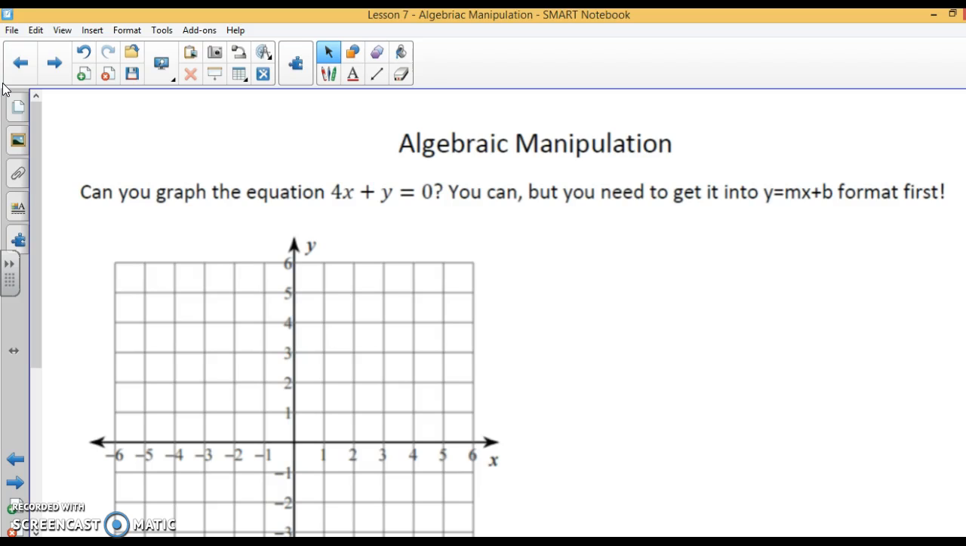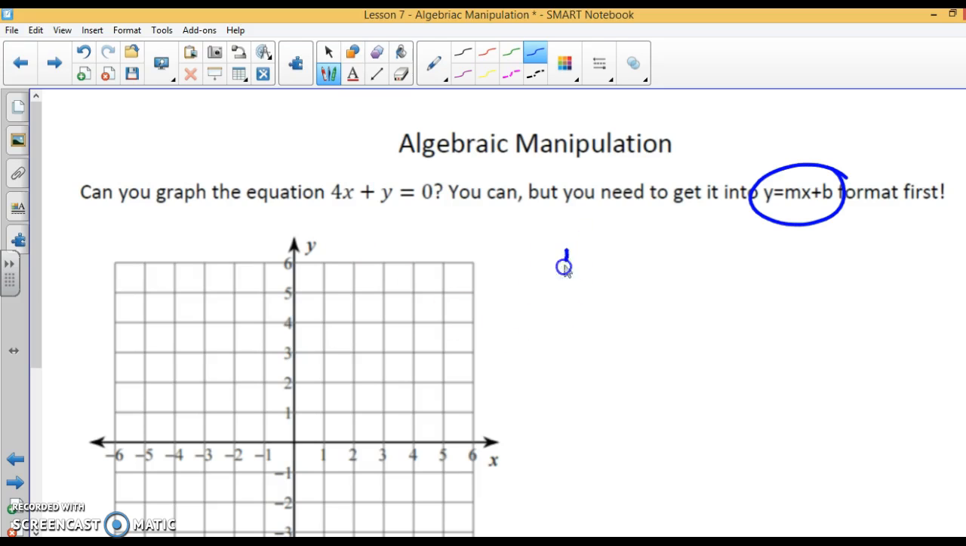Now, at this point, where we are in our linear unit, we know how to graph lines that are in the form y equals mx plus b. That's slope-intercept form. We know how to graph that form. If I gave you a line that looked like this, 4x plus y equals 0, right now I'm just going to mention that that is in what we call standard form, and we're going to deal with that later on in this unit.